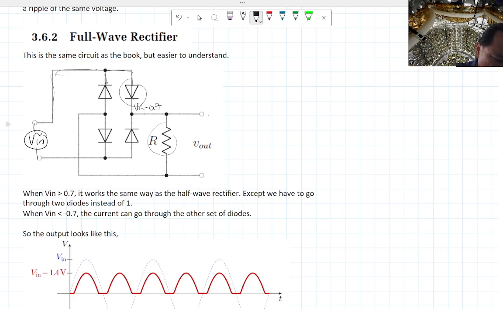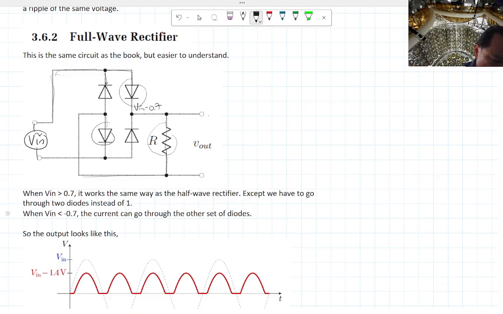Then the current keeps going through this resistor. It goes around here, it goes up here, and it goes through another diode, which drops it by another 0.7 volts, and then you get back to Vin. So on the positive swing, instead of going through one diode, you have to go through two diodes to get back through the loop. But that's the same thing as your half-wave rectifier.